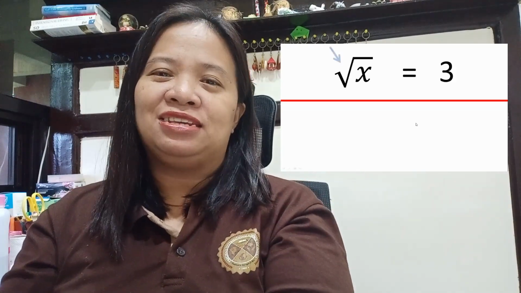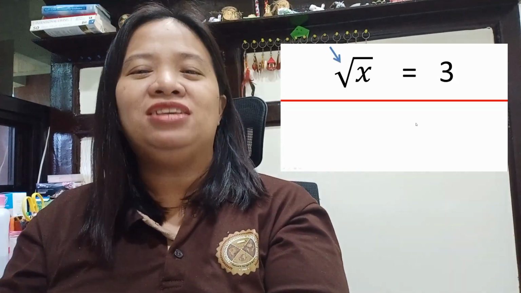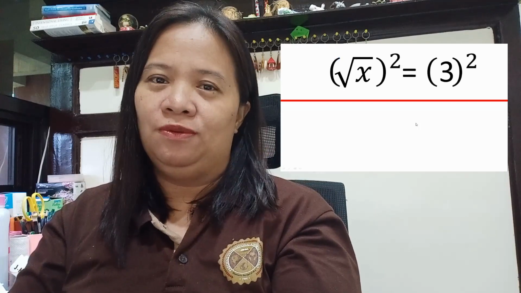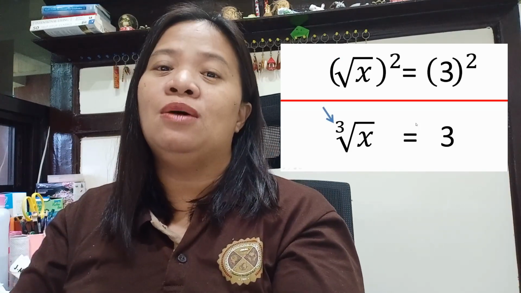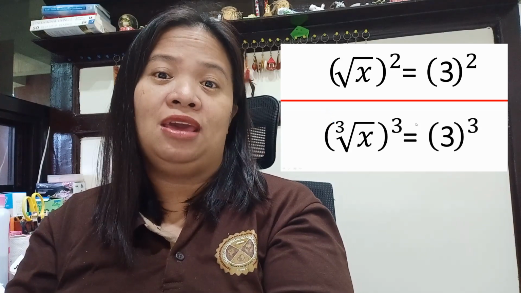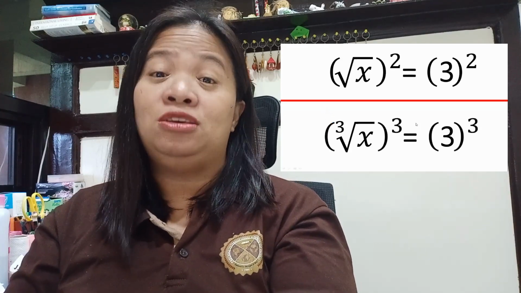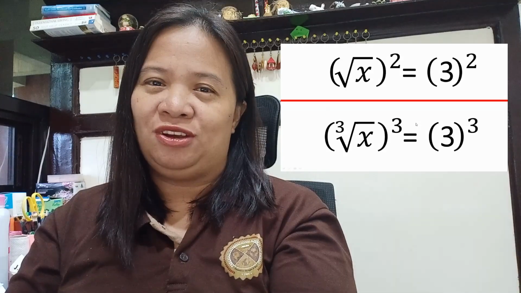What does it mean? If the index is 2, then raise both sides of the equation to the power of 2. If the index is 3, or cube root, then raise both sides of the equation to the power of 3, or get the cube of both sides of the equation.